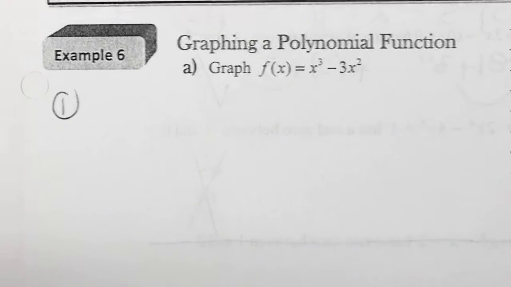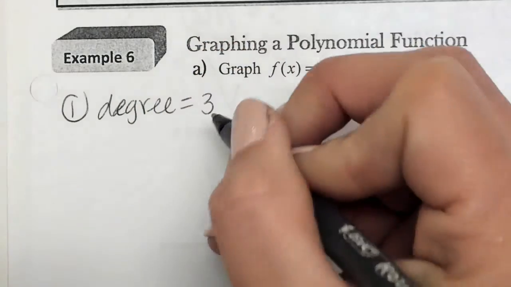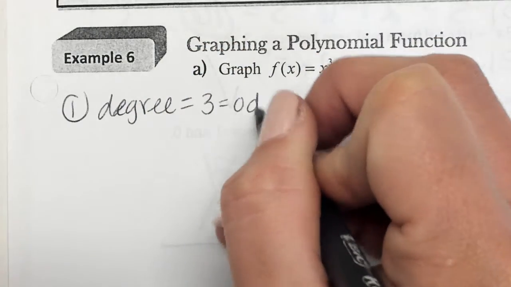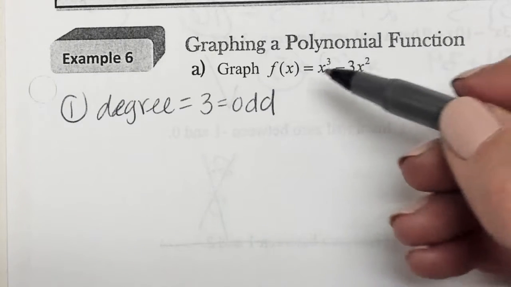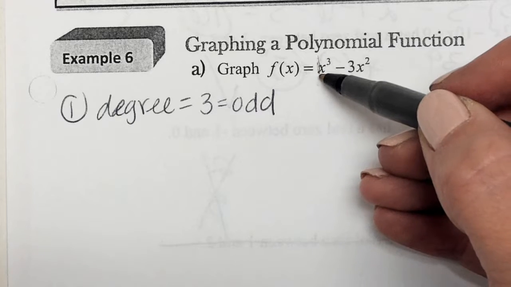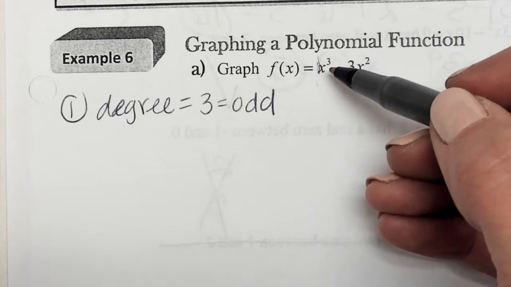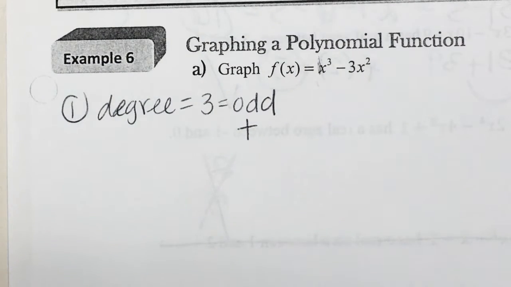So we need the degree and if it's positive or negative. What's the degree here? Very good. So is this even or odd? Odd, because 3 is an odd number. And then this one's not in factor form, so we just look at this first coefficient. And what is this coefficient? Is it positive or negative? Positive. So odd and positive.